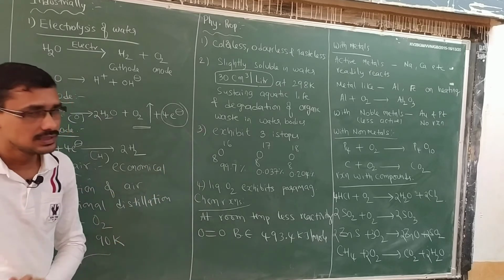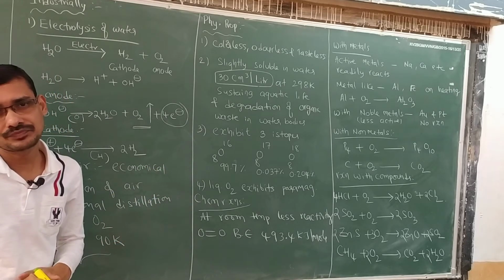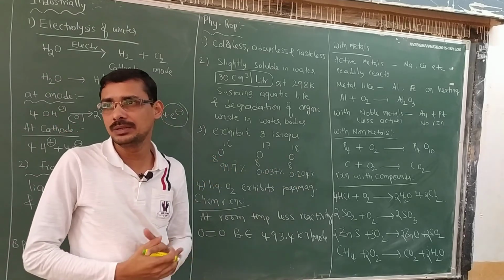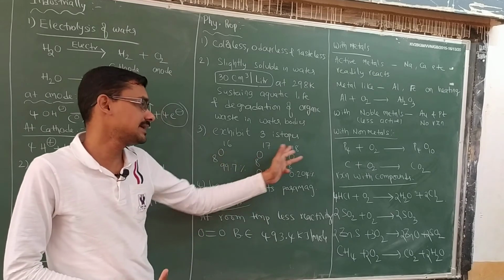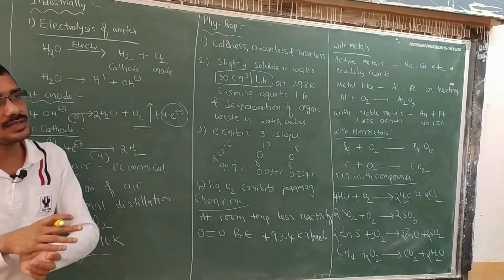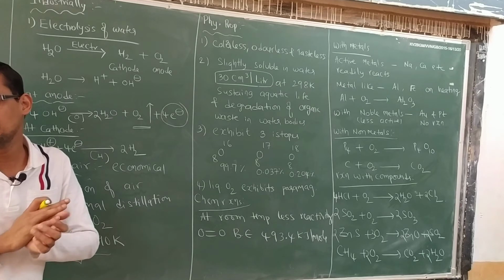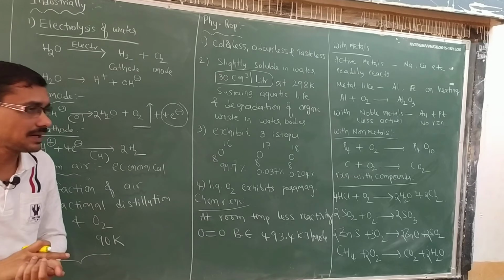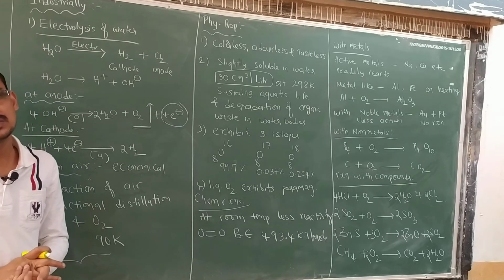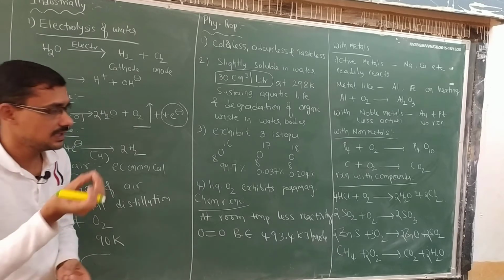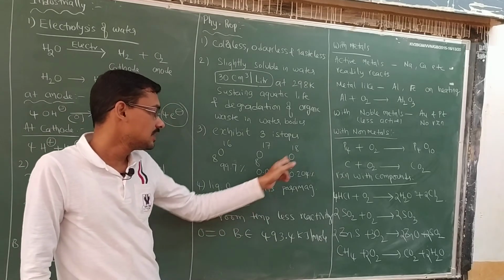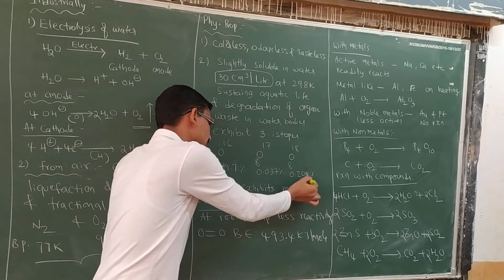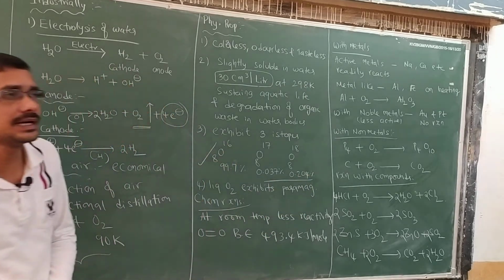Next, the third one: we get 3 types of isotopes here. The atomic number will be 8 only, but the mass number will be different. One has 16, 17, 18, in which the one with mass 16 is highly stable and the most abundant, almost 99.7% is O16. O17 is a very small percentage, only 0.037, and O18 has 0.204%. These percentages are very low, and O16 is the most abundant.